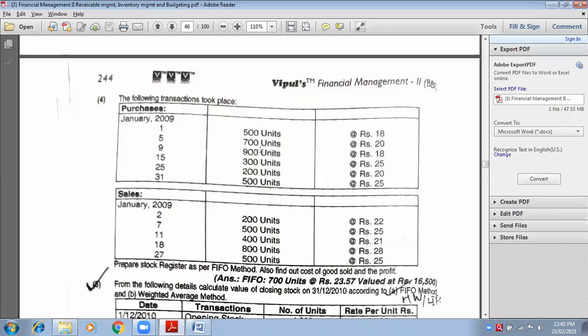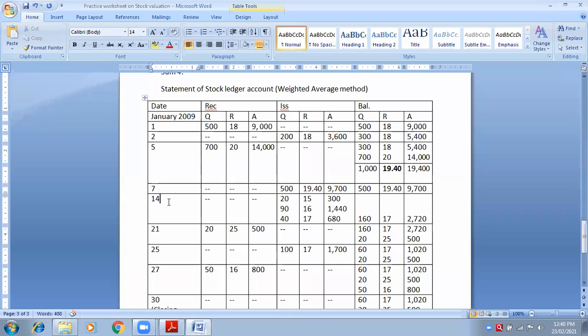On the 9th, we have purchased 900 units at the rate of 18 rupees. So here I will write the 9th date. You also go on writing with me, okay? 900 units are purchased at the rate of 18 rupees per unit. So what will be the amount? 16,200. Issue column will be nil.